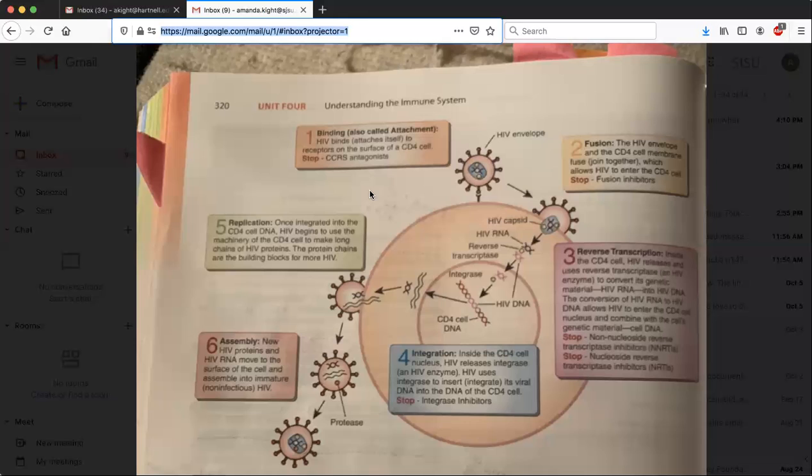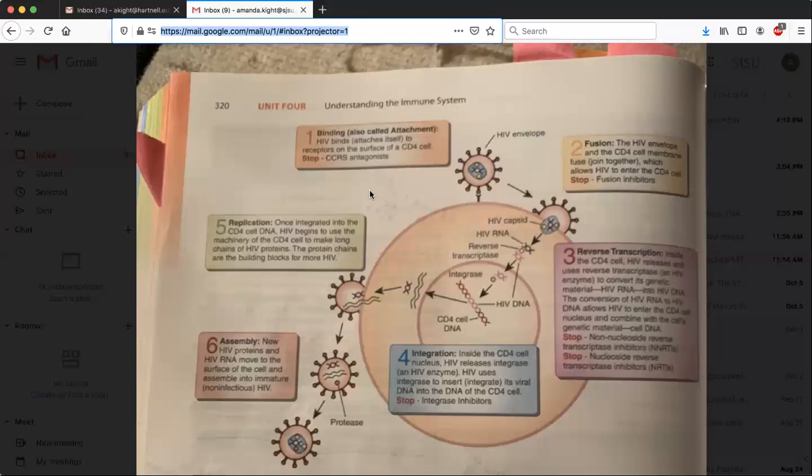So I'm just showing you the cascade and the fact that now we have medications that can prevent this. But on the third part of the cascade of HIV replicating and going throughout the body and doing what it wants to do to our immune system, we have phase 3, which is reverse transcription. Now, what does that mean? That's a lot of words on there. So I'm going to shorten it for you a little bit.